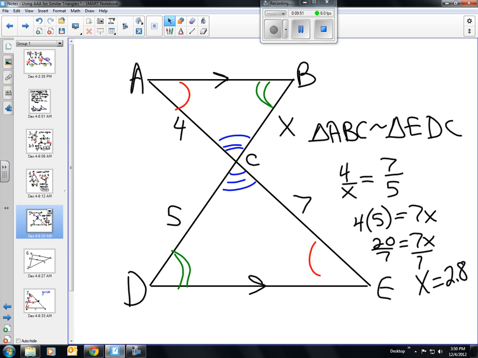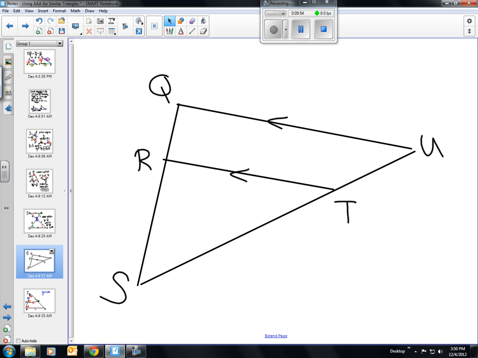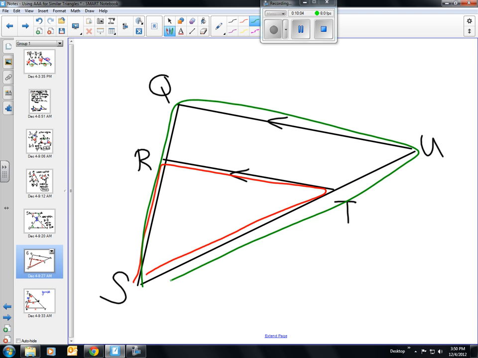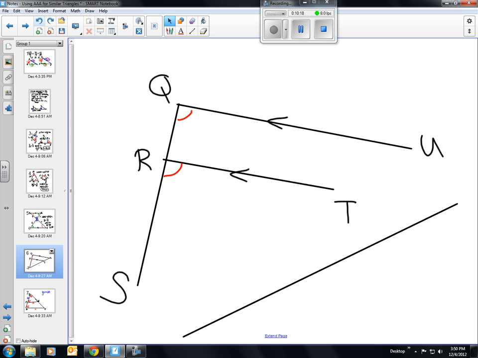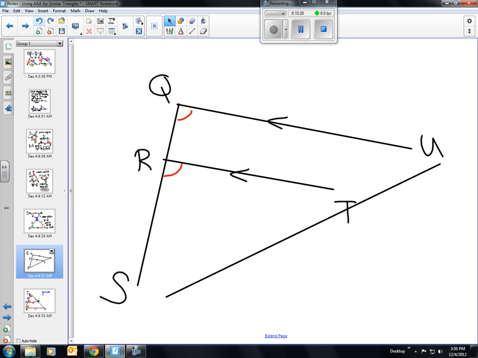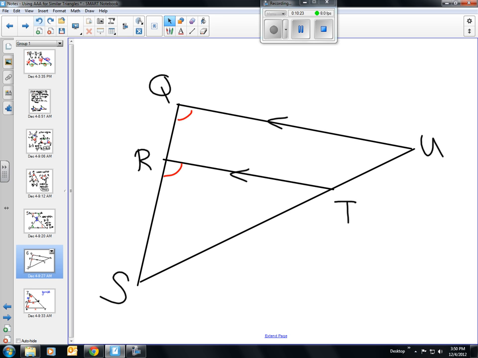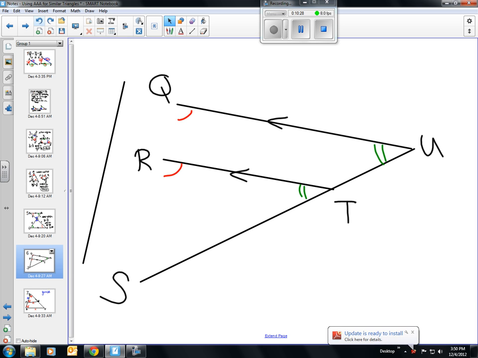Okay, and the next example. Again, we know that there are parallel lines in this figure, and we're looking at the small triangle here versus the big triangle, which is here. So two very different triangles, and they are inside of each other. But we can say that angle Q and angle R are congruent because of corresponding angles of parallel lines. So there are the parallel lines and the transversal. And then we can also say that angle U and angle T are corresponding angles. They're all congruent because of parallel lines again.